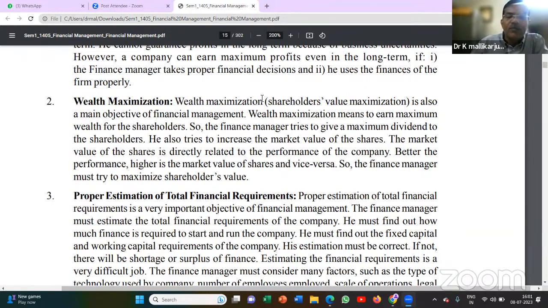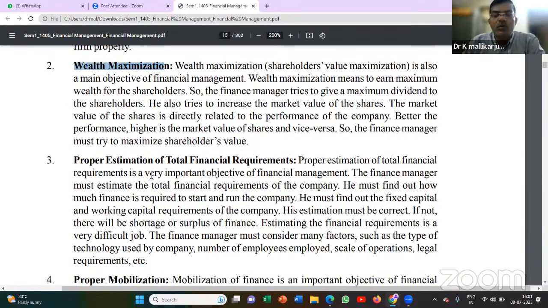The third one is very important. The ultimate objective of financial management is maximization of the wealth of shareholders. The next one is proper estimation of financial requirements. The firm has to estimate properly. If the firm has estimated financial requirements properly, then it's good. If the firm is unable to estimate the financial requirement, that will affect company sales, revenues, and profits. Everything is a problem if the company is unable to estimate proper financial requirements.